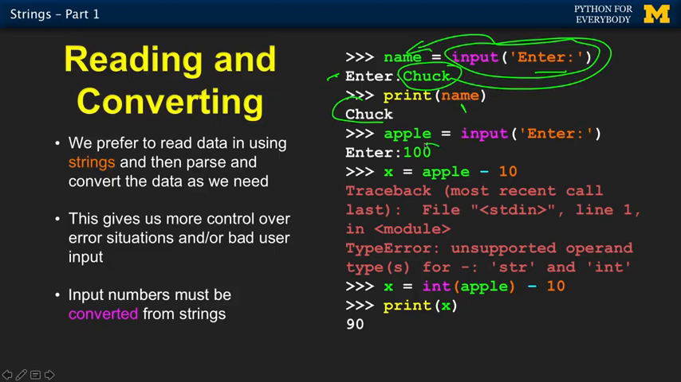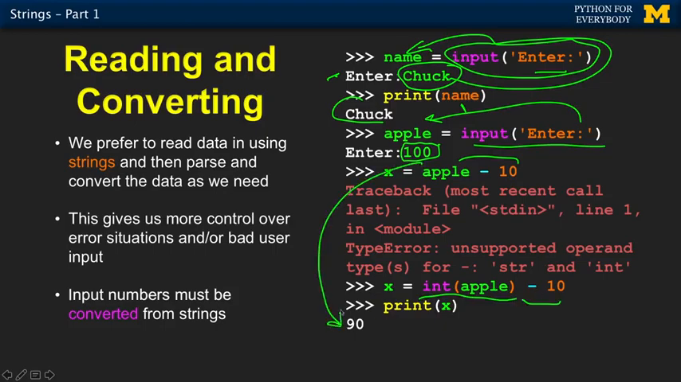Even if we enter some numbers like 100, that doesn't make it an integer. Input gives us back a string. Input gives us back a string. So we can't subtract 10 from it. Traceback again. But if we convert it to an integer and then subtract 10, then we get that 100 minus 10 becomes 90. So we've been manipulating strings and using internal functions and converting them to floats and doing this, that, and the other thing as we have gone forward.